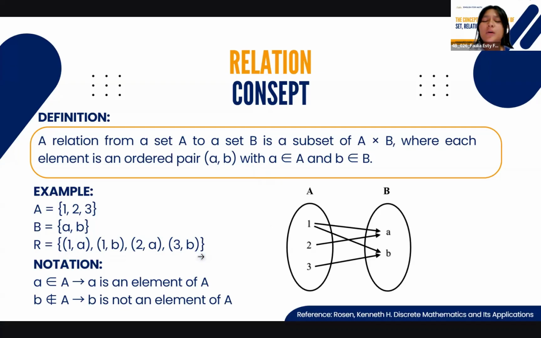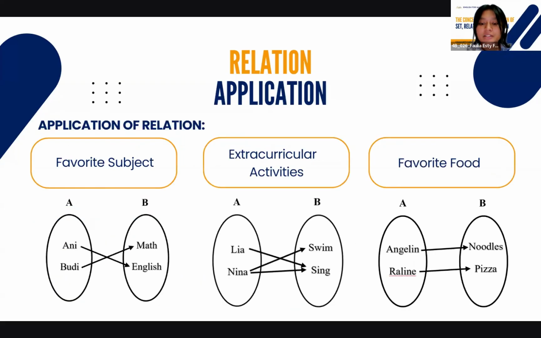Now, let me ask you one question. Can one element in A be paired with more than one element in B? Yes, it can, and that is still a relation. Now, let's look at the application of relation. For example, students and their favorite subject, extracurricular activities, and favorite food. So, a relation connects elements between two sets. But what if the connection has a rule? Let's move to function.